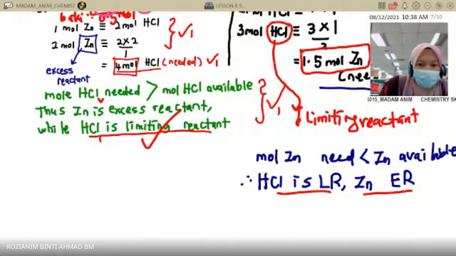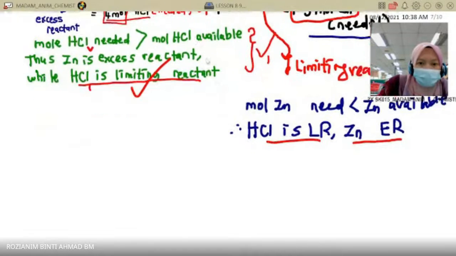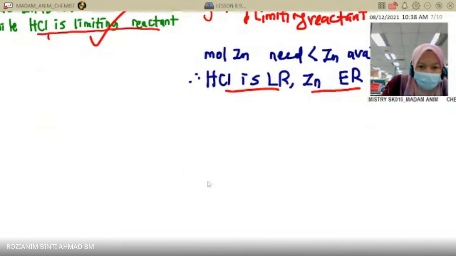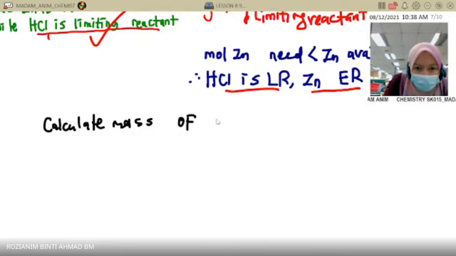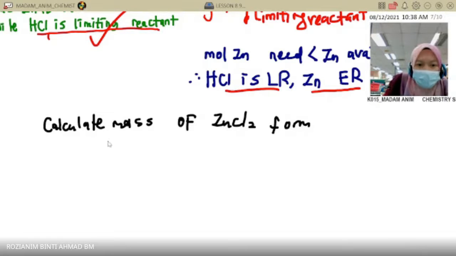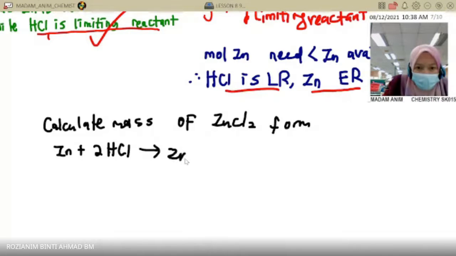Okay, kalau saya tambah soalan, dia tak nak gerak. Okay. The question is, dia kata, calculate mass of zinc chloride form. Okay. So, daripada equation tadi, kita dapat saya salin balik zinc tambah 2 mol HCl. Saya salin balik dekat atas tadi supaya kita boleh nampak macam mana kita nak buat. 2 mol HCl produce ZnCl2 tambah H2O.